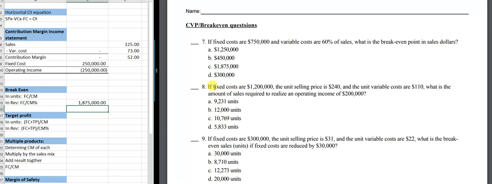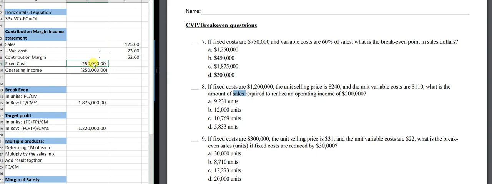Number 8, if fixed costs are 120,000 and selling price is 240 and variable costs are 110, what amount of sales, so it's sales, so I want a percentage one, to realize an operating profit of 200,000. Okay, so I go down here, target profit is fixed cost plus target profit. So my fixed costs are 1,200,000. My target profit is 200,000. I'll just do that first. And I divide by my contribution margin percentage.